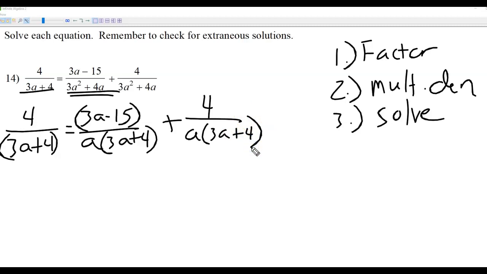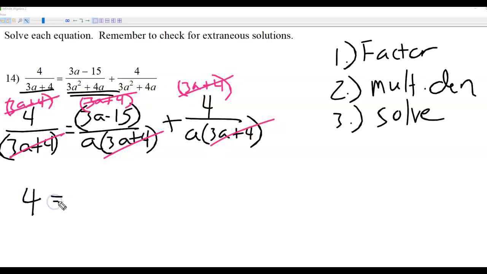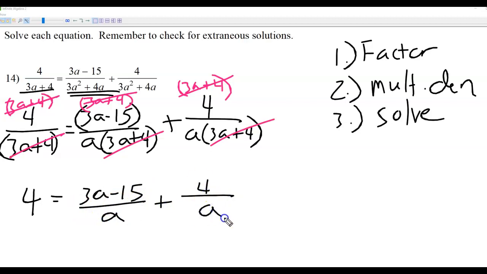Okay, once you do that, you're going to go ahead and start getting rid of stuff. So now I'm going to multiply the denominators out, right? So I'm going to multiply 3a plus 4 here, here, and here. So that cancels that. This cancels this. This cancels this. And let's see what we have as a result now. We have 4 equals 3a minus 15 over a plus 4 over a.